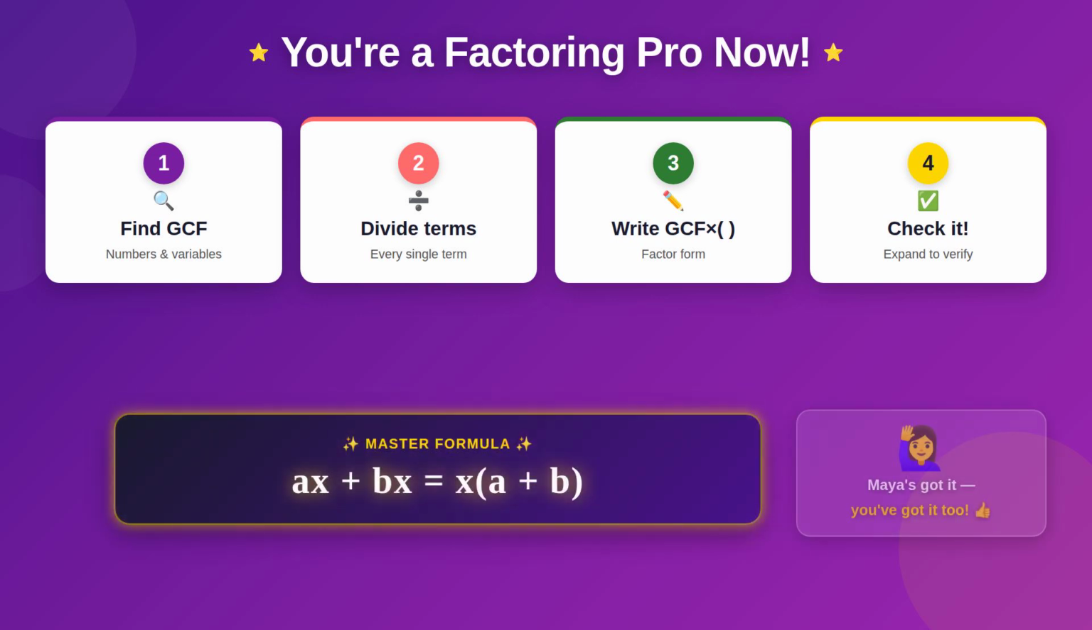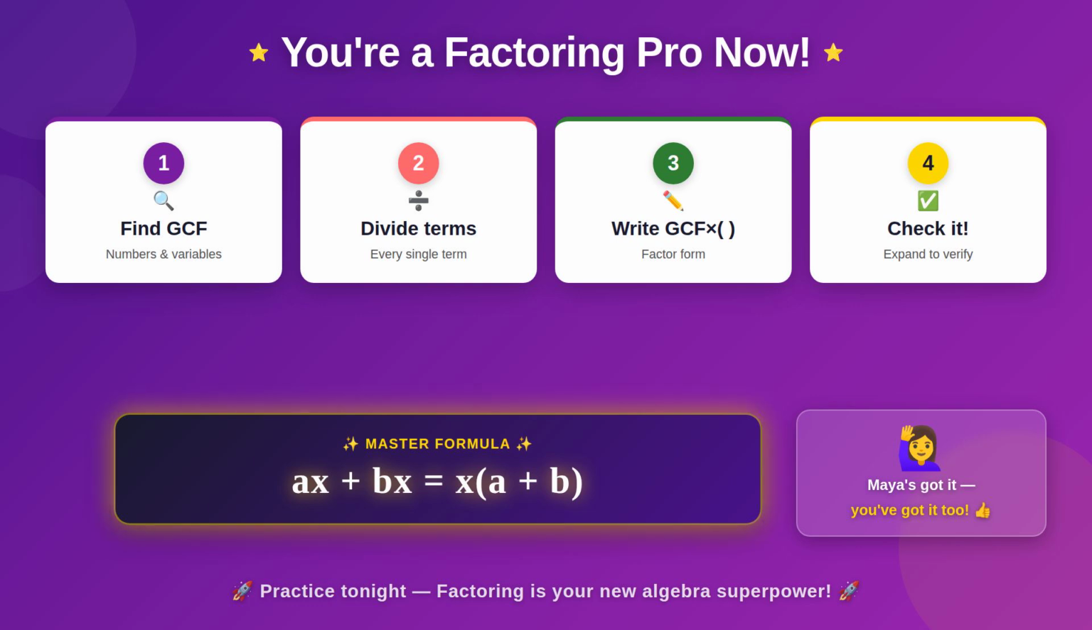Remember when Maya was totally stumped by 12x plus 8? Look at her now. She's solving 8x cubed plus 12x squared in under a minute. Here's your factoring recap. Step 1. Find the GCF. Look at numbers and variables. Step 2. Divide every single term by the GCF. Step 3. Write GCF times the stuff in parentheses. Step 4. Expand to check your work. And remember, always make sure you're fully factored by checking if anything inside the parentheses still shares a factor.